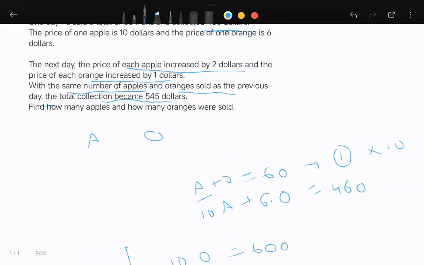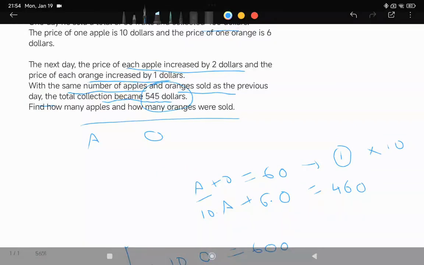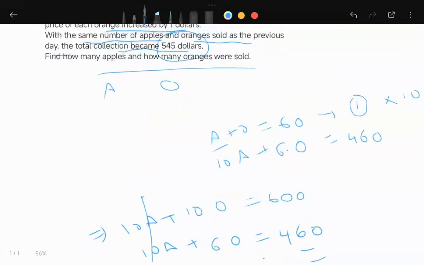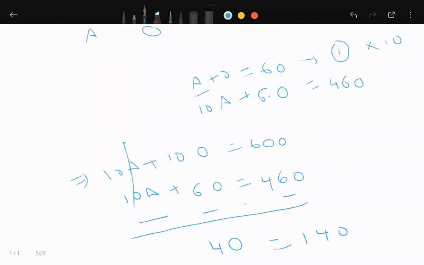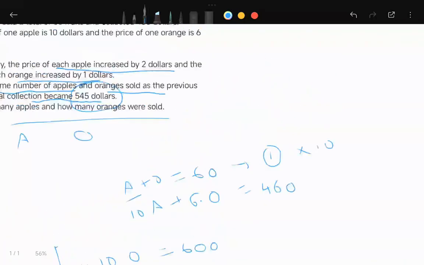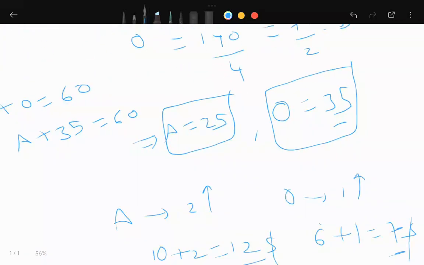Now let us check. Yes, the total collection became 545. So it satisfied the second condition. So the number of apples and oranges sold are 25 and 35. Thank you.